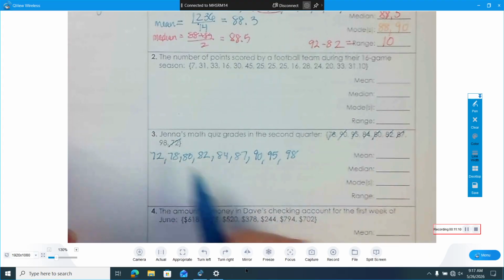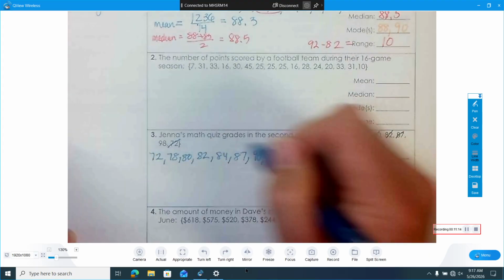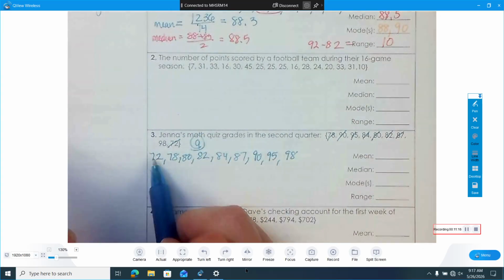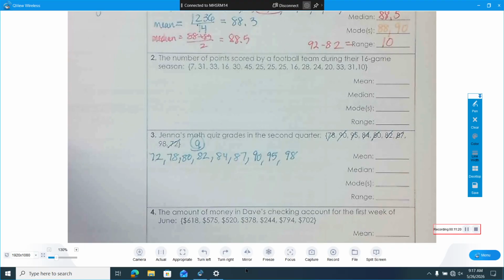All right, I'm going to count, make sure I got them all. 1, 2, 3, 4, 5, 6, 7, 8, 9. I got 9 original scores. And I got 9, so I have them all.